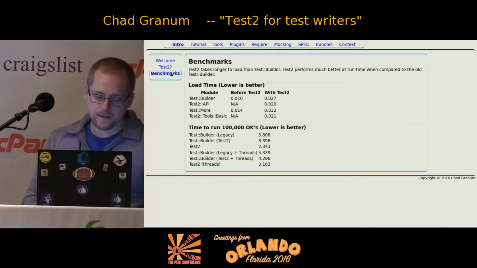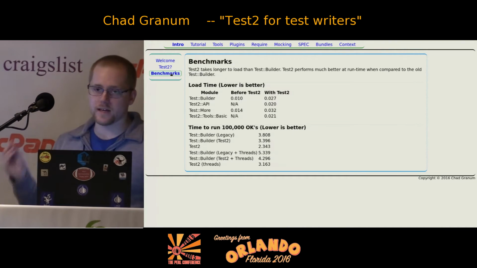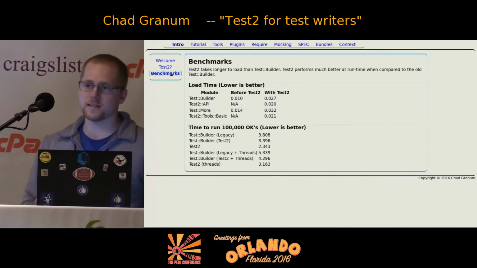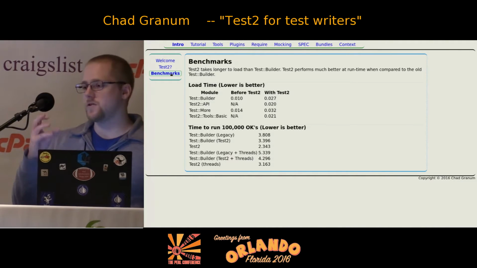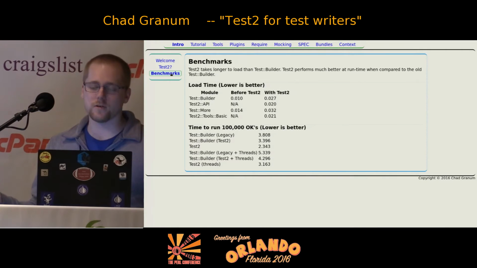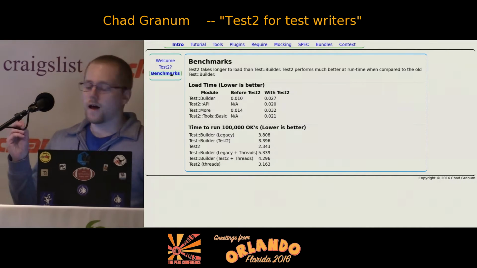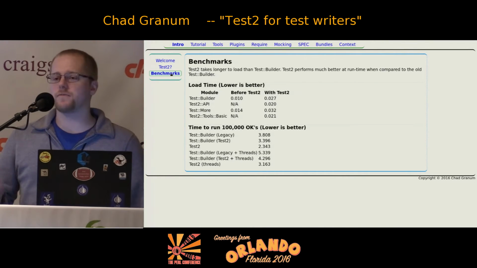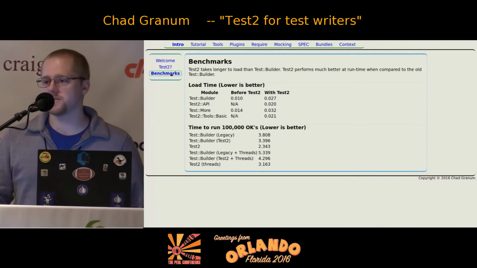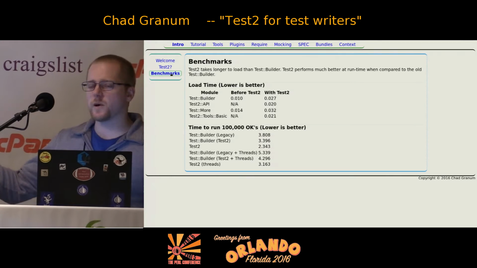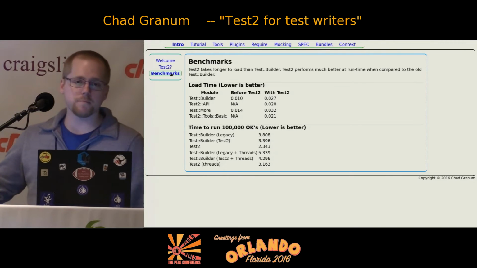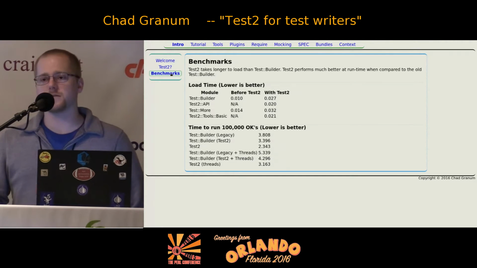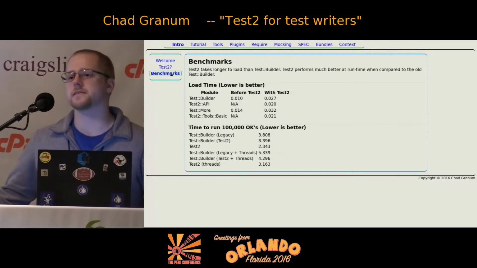But thankfully, the actual runtime of Test2 is significantly faster than Test Builder's was. And even if you use Test Builder tools on Test2, they're going to perform faster than they did under the old Test Builder. All in all, these two differences balance out. The Perl test suite takes roughly the same amount of time to run. The Moose test suite, roughly the same amount of time to run. The startup time does win out overall, so it is slightly slower, but most people will not notice because it's like a 5-minute run, it's 10 seconds slower.